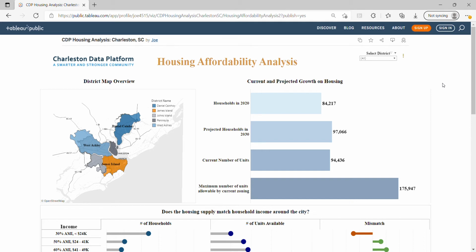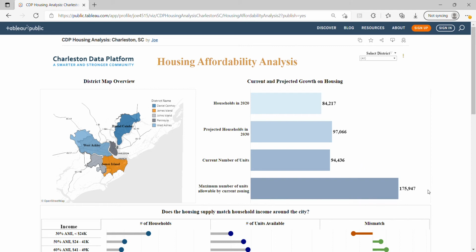The tool first gives a snapshot of the market of interest. In this particular case, we are looking at Charleston, South Carolina. We see that the number of households in 2020 was around 84,000. We see that the projected number of households in 2030 is around 97,000. And we see that the current number of units at the end of 2020 is around 94,000.